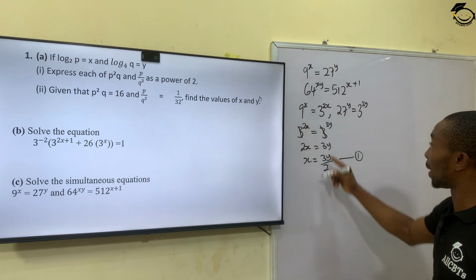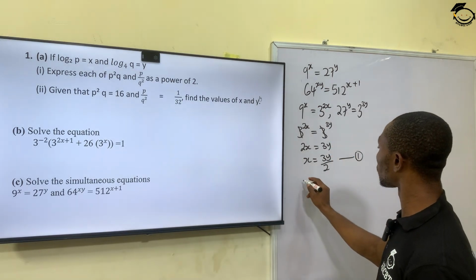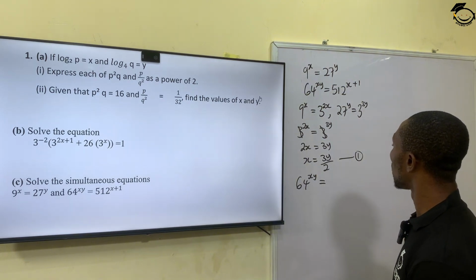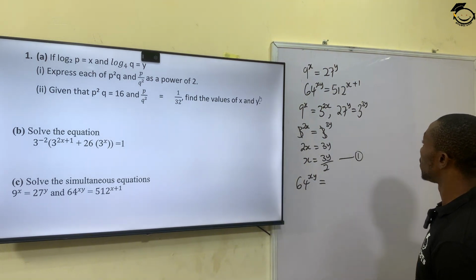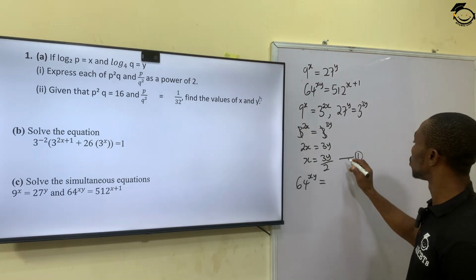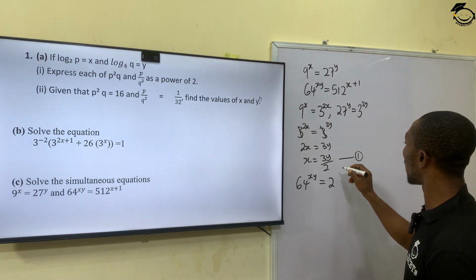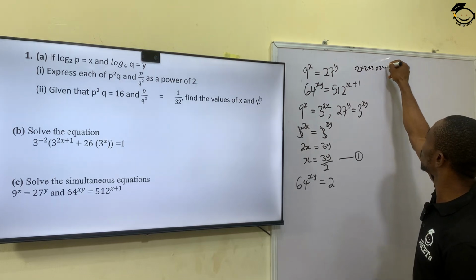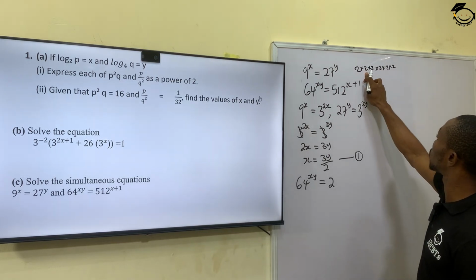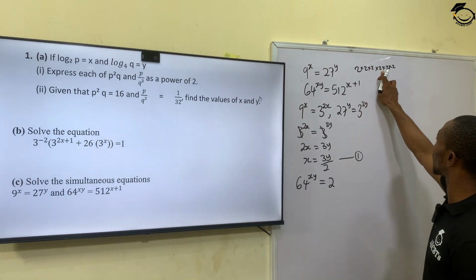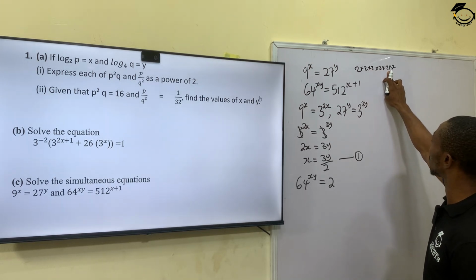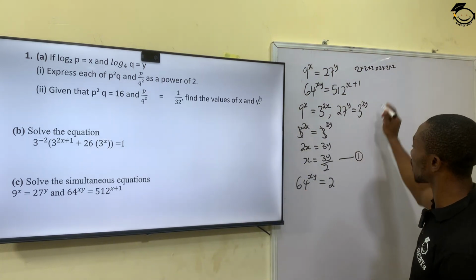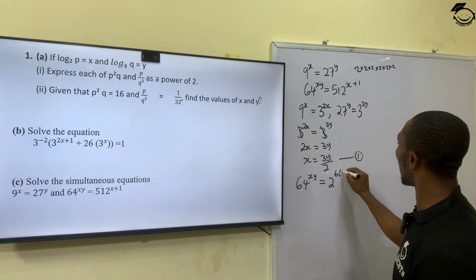Okay, now back to the second equation where we have 64 raised to power xy. Now I'm breaking down 64. This will give us 2 times 2 times 2 times 2 times 2 times 2. 2 times 2, 4. 4 times 2, 8. 8 times 2, 16. 16 times 2, 32. 32 times 2, 64. So this will give us 2 raised to power 6xy.